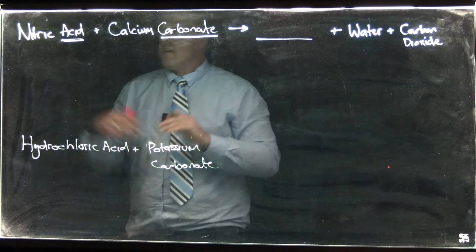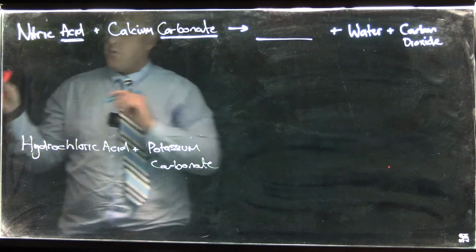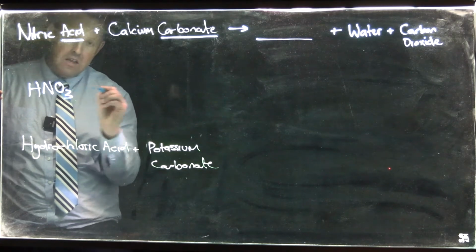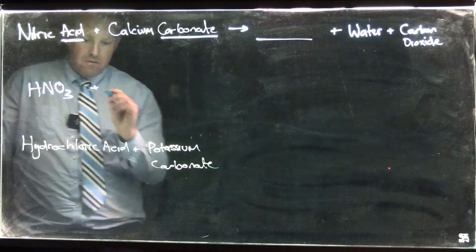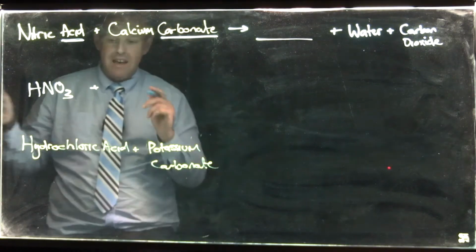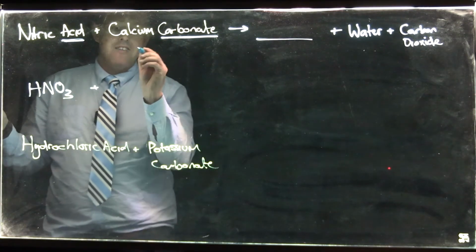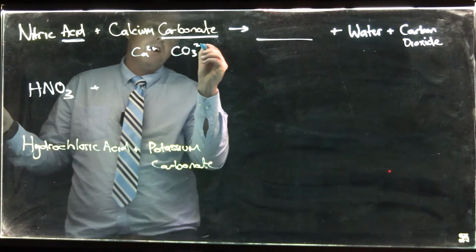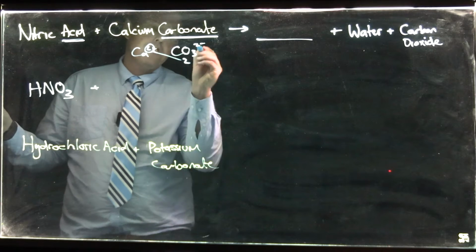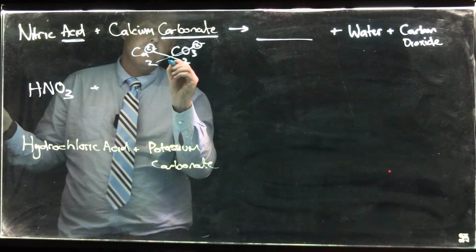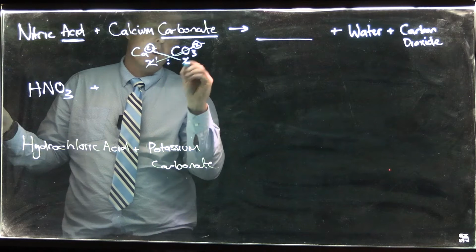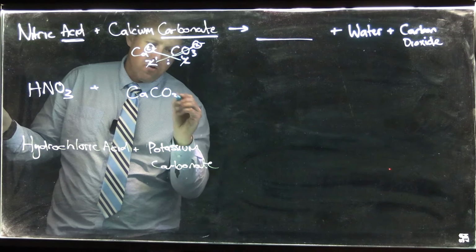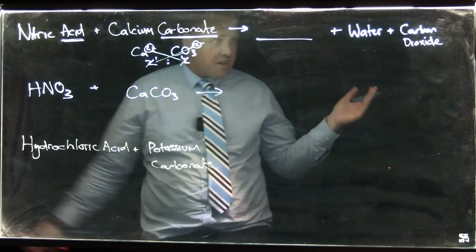Okay, so what I'm going to do, I'm going to write in my acid formula. So in this case, nitric acid, HNO3. I'm going to be reacting that with calcium carbonate. So calcium Ca2+, carbonate CO3 2-. Now, that's a 2-to-2 ratio, which we want to bring down to its simplest form. So it's going to be 1-to-1. All right, so my formula, CaCO3. Now, it's going to react.